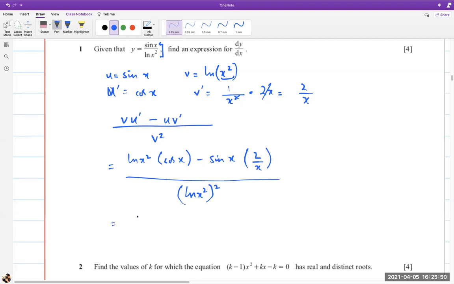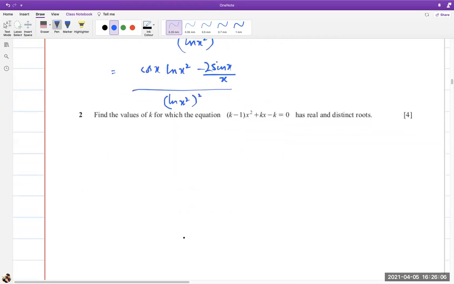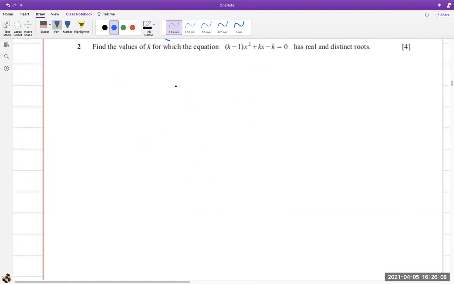I can just continue with this. So cos of x times ln x squared minus 2 sine of x over x, whole over ln x squared whole squared. You can leave it as that. You don't have to further simplify this fraction or anything. It's good enough. All right, find the value of k for which the line has real and distinct roots.